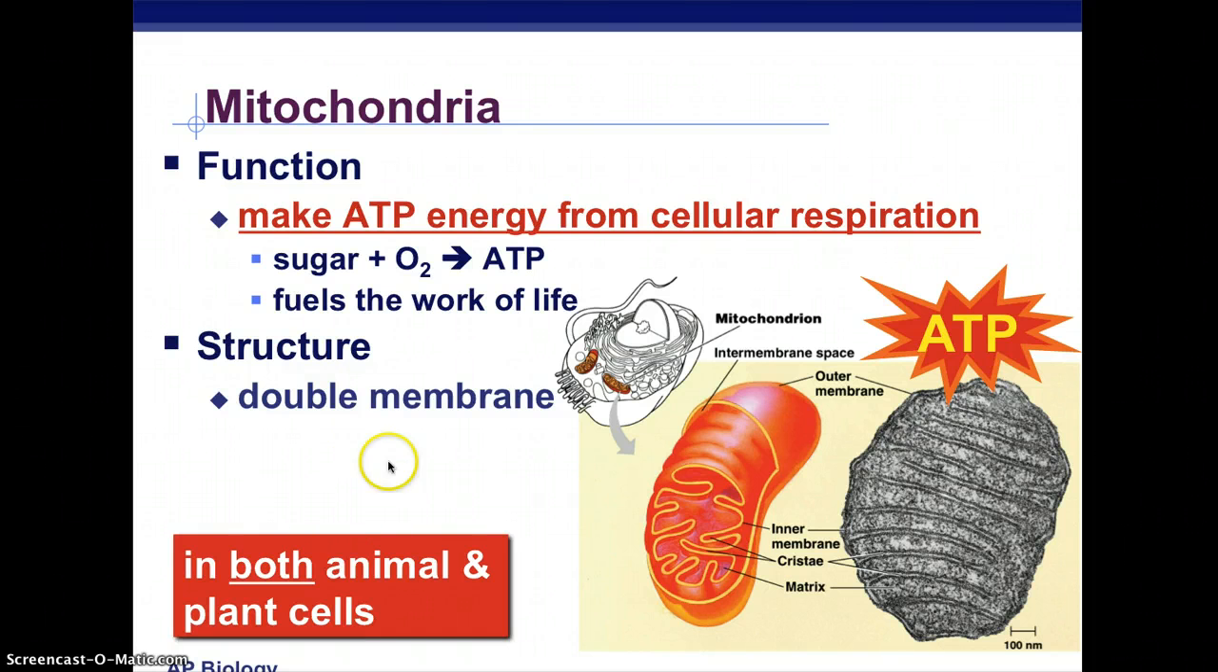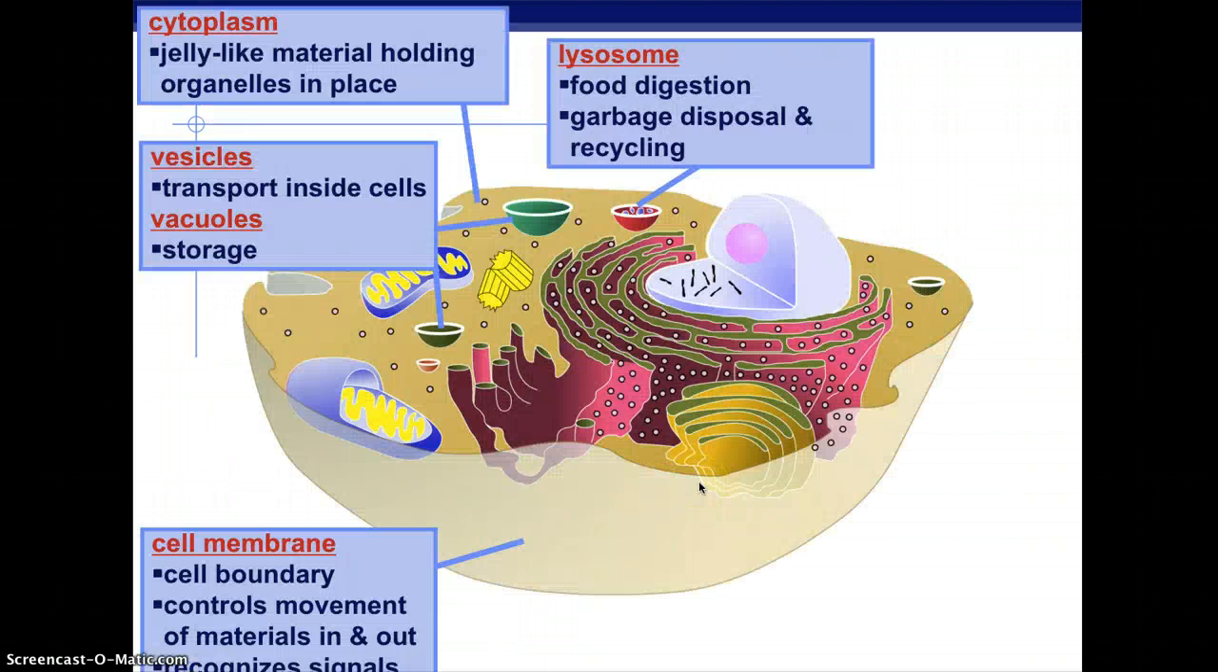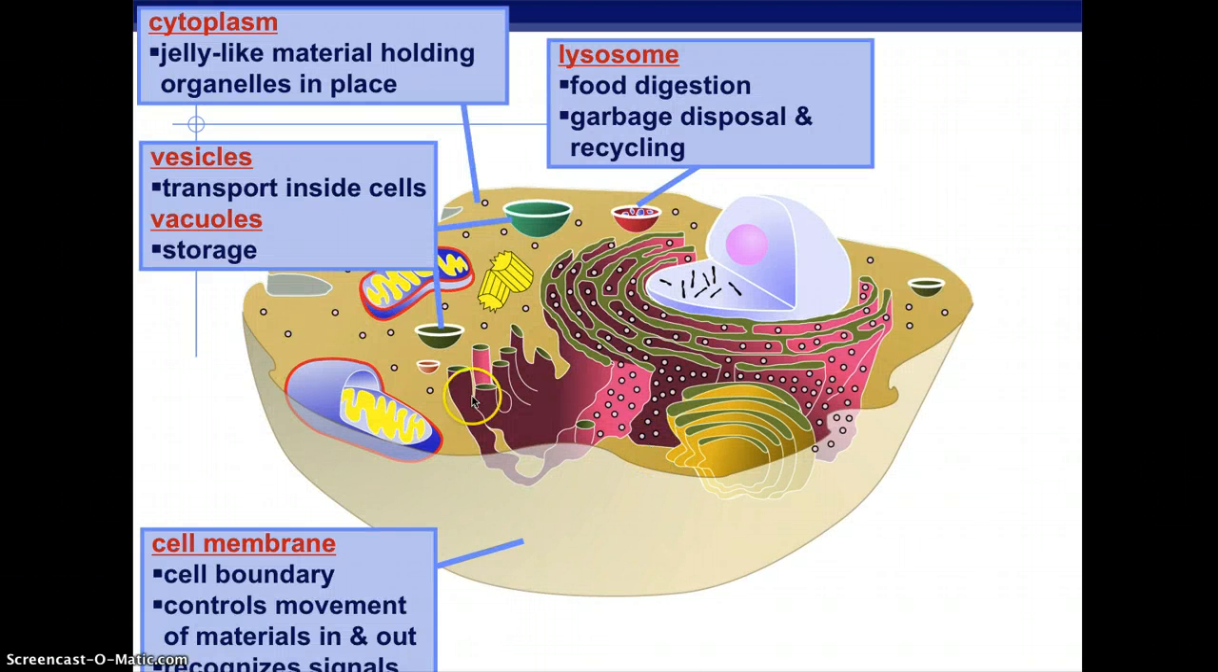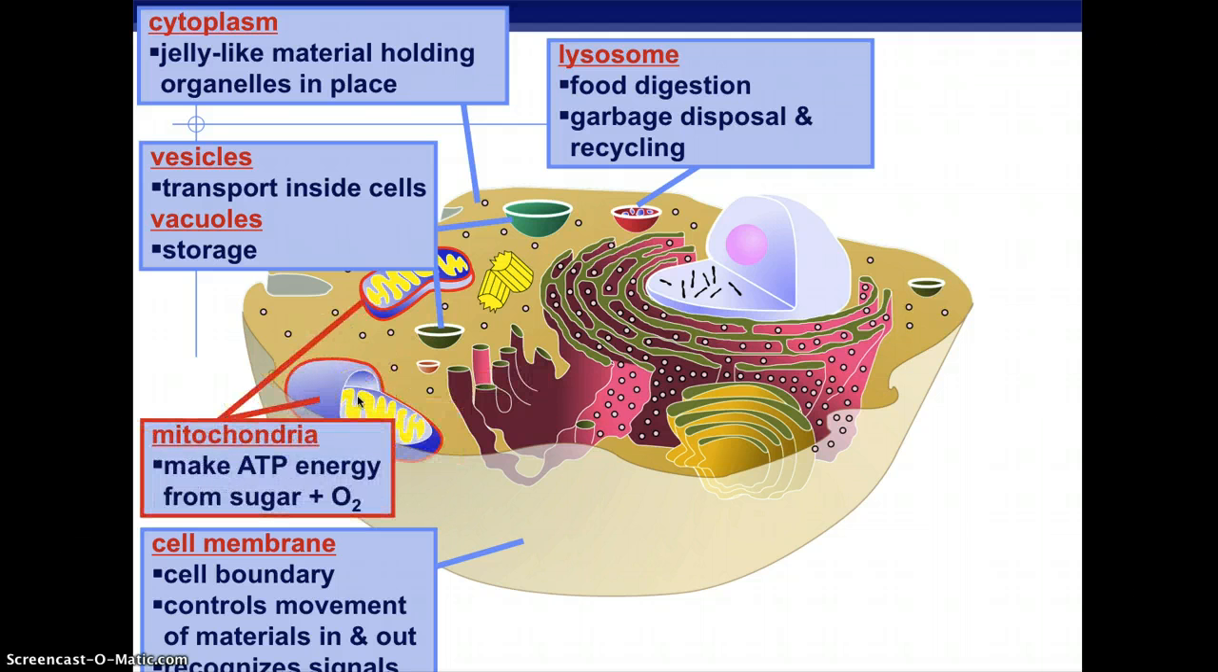The structure of mitochondria: there's a double membrane. There's a membrane on the outside and a twisty membrane on the inside. Mitochondria look kind of like slippers in our diagram, but there's our mitochondria. They make ATP energy from sugar and oxygen.